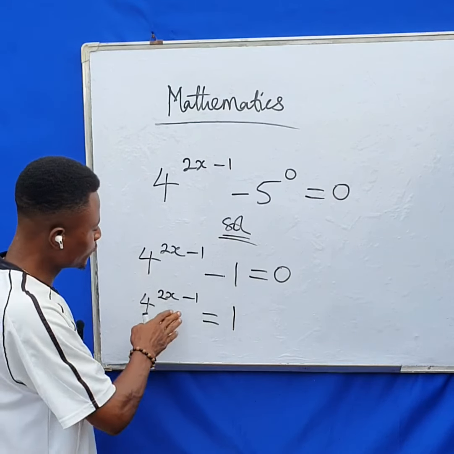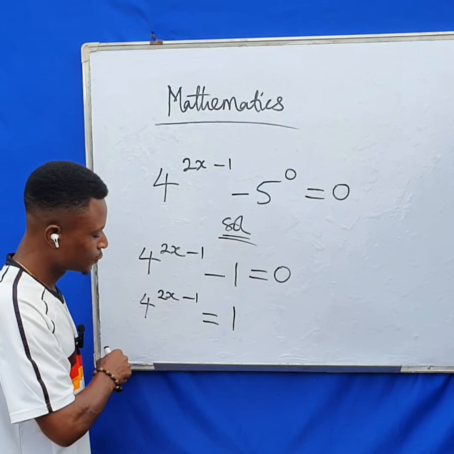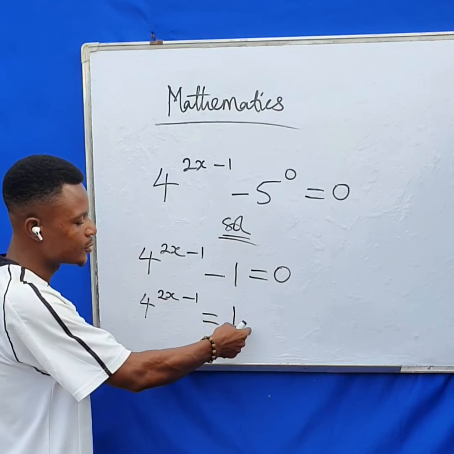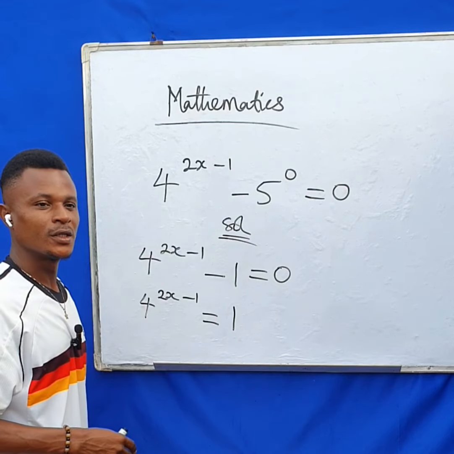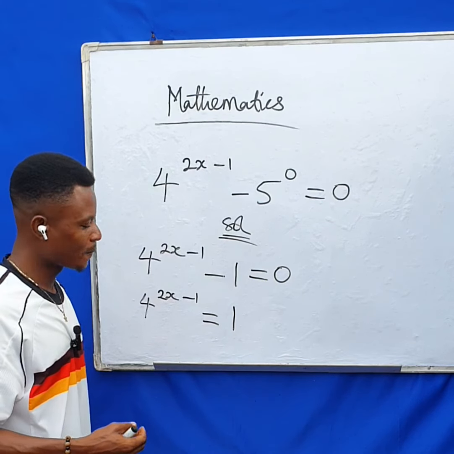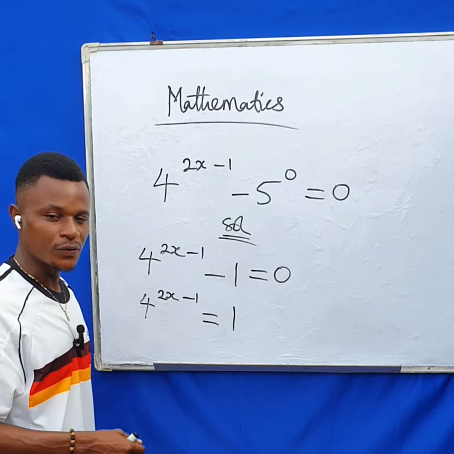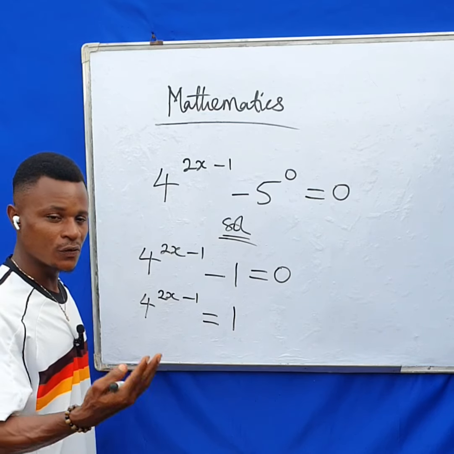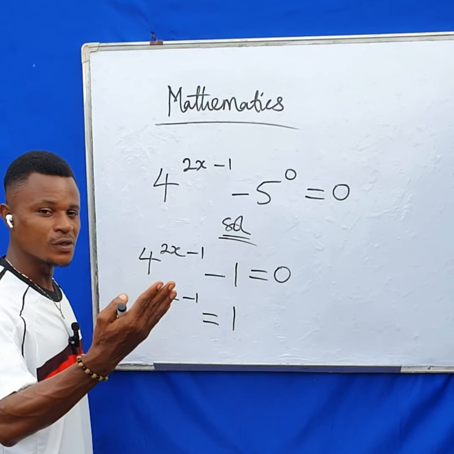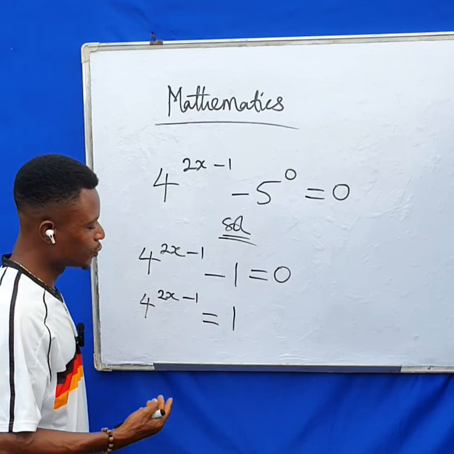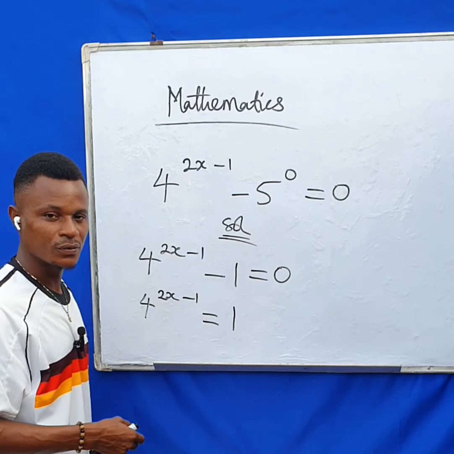Now, because this left-hand side of the equation is in exponential form in base 4, we are going to rewrite this right-hand side to also be in exponential form in base 4. The question now is, how do we do it? 1 here can be written as 4 raised to the power of 0. Why? Because 4 raised to the power of 0 is equal to 1. Remember, I told you that if a number is raised to the power of 0, it is equal to 1. So in place of this 1 here, we are going to write 4 raised to the power of 0.